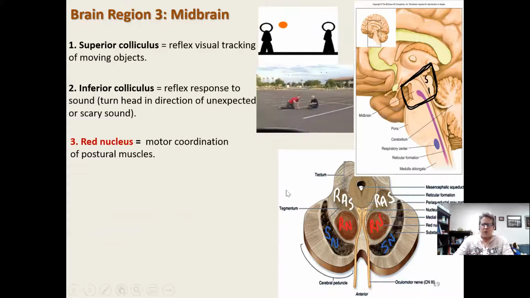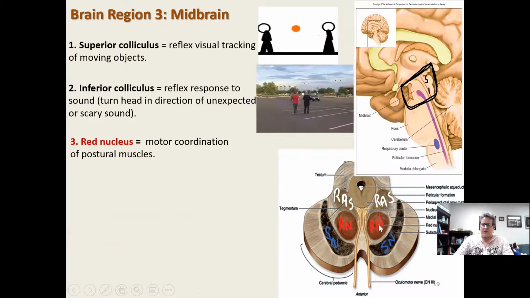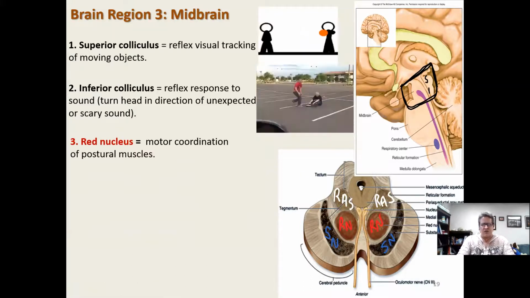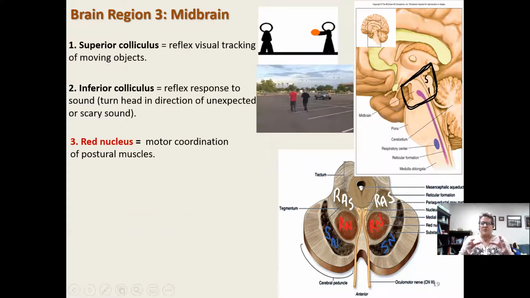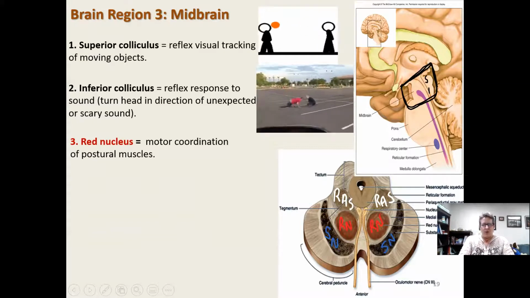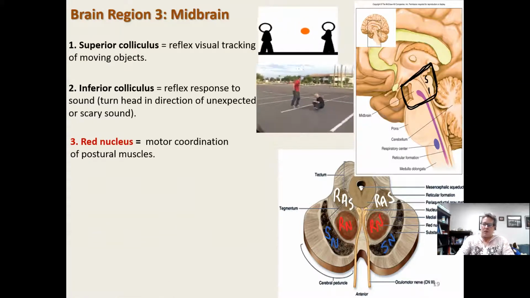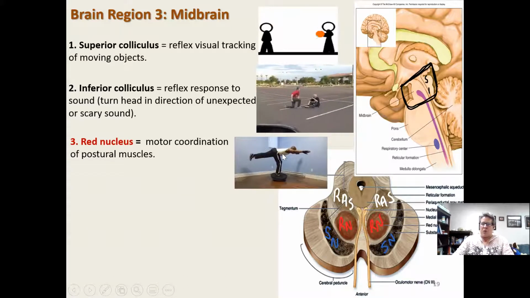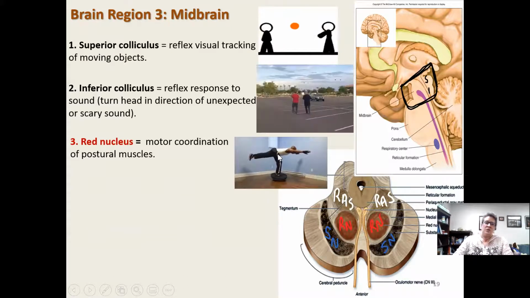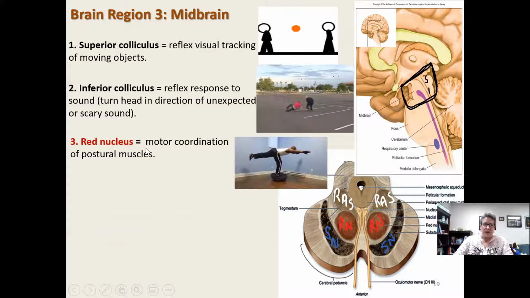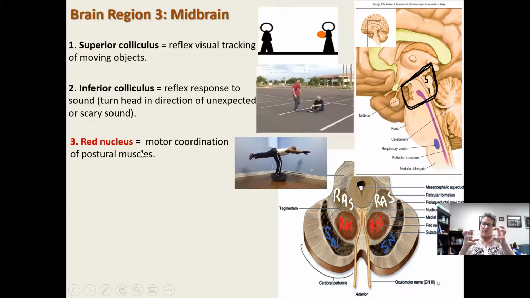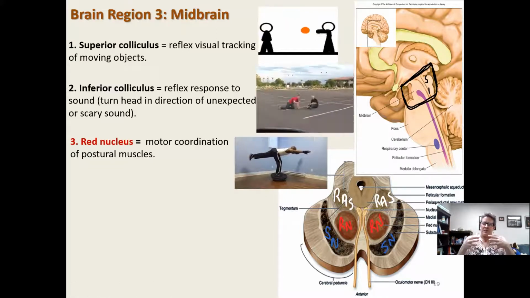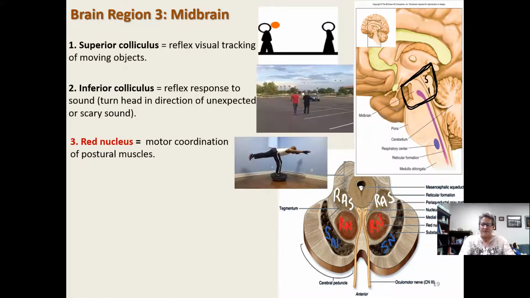Okay, the red nucleus right here, that is for autonomic or unconscious control of your posture muscles. So when you're sitting upright in a chair or even just standing or balancing, such as this guy is doing on a balance ball, those core muscles are controlled by many things, but the midbrain has the red nucleus to help tweak those muscle contractions just so that you maintain balance without falling down.